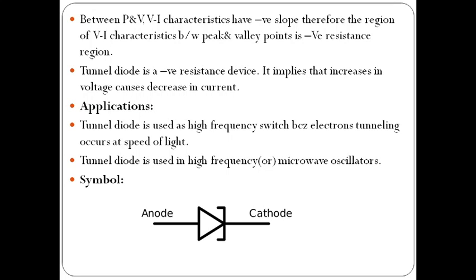And the tunnel diode is used in high frequency or microwave oscillators, and the tunnel diode symbol can be observed here. It looks like a normal diode, but here we represent the tunnel symbol, with anode and cathode. This is the operation of the tunnel diode.